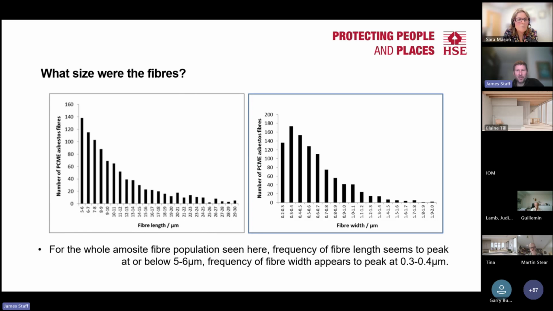So to set it out a little bit more clearly and look at each dimension independently, we need to remember that for the length, we didn't count any fibres below 5 microns in length. So you can see the frequency continues to increase right down to that 5 micron limit. For fibre width, however, we see a peak in the frequency between 0.3 and 0.4 microns.